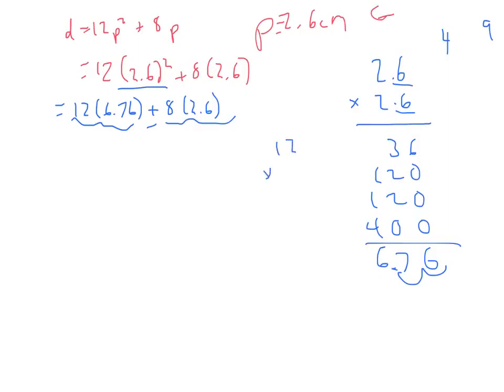12 times 6.76 is awkward to write like that. And some of you are going to find that that's kind of weird. What I would do, I wouldn't do it that way. I'd write it the other way around, where I write it 6.76 times 12. Understand this.